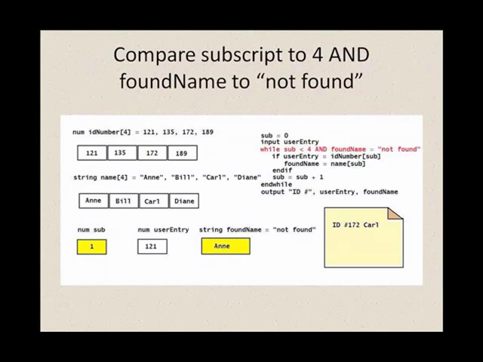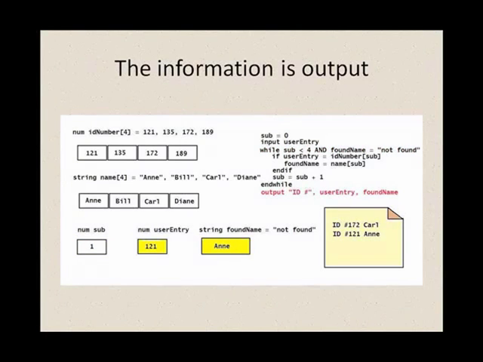Sub is less than 4, but found name is not not found. foundName is now Ann. So the while loop is over. It's not going to execute anymore. You can output the ID number 121 and the foundName Ann. By getting out of the loop early when foundName no longer was not found, you saved a lot of time.